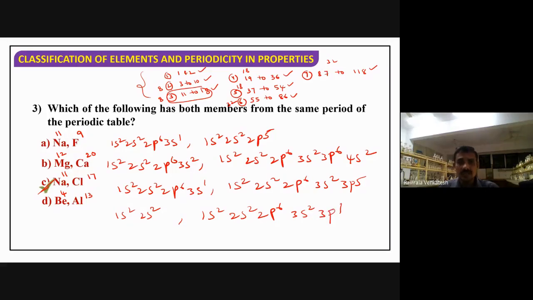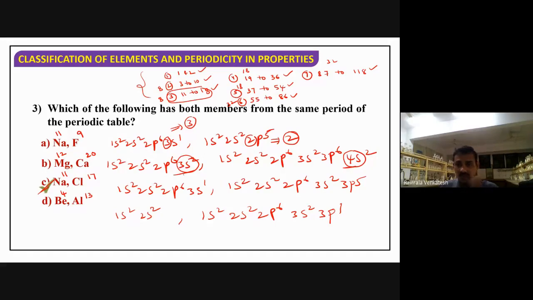After writing this, you have to check the valence shell. Now the valence shell here is 3, and here it is 2. They do not belong to the same period. One belongs to the second period, and the other belongs to which period? Third period. Now the valence shell here is 3, and here it is 4. One belongs to the third period, and the other belongs to the fourth period.